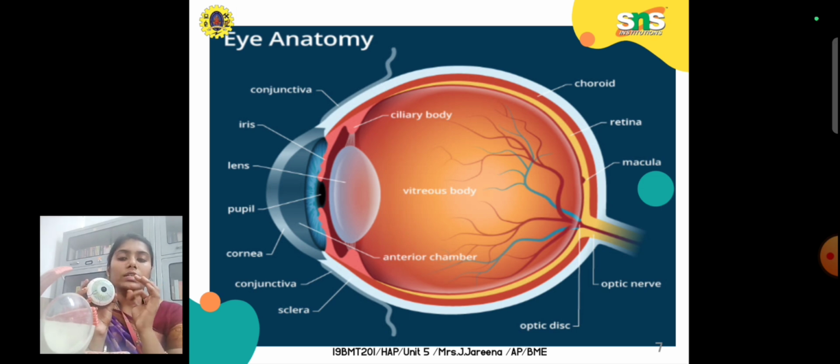There are three main parts which are mainly involved in controlling the amount of light getting inside the eye. What are the three main parts? One is the iris, second is the pupil, and third is the ciliary muscles. The ciliary muscles get attached with the sclera. So these three work together in order to control the amount of light entering the eyeball.